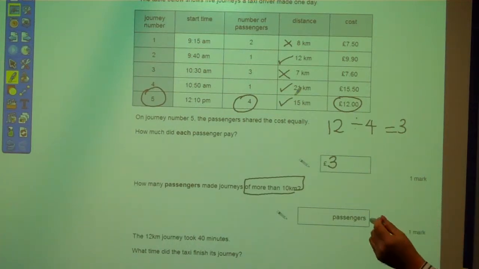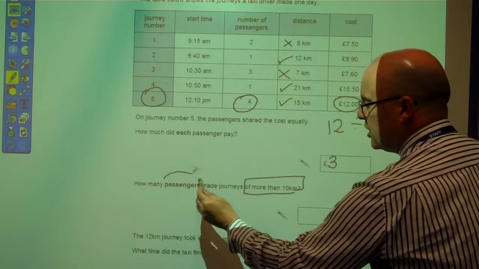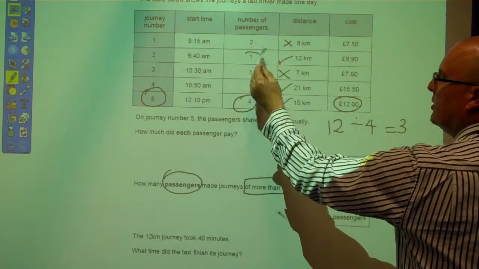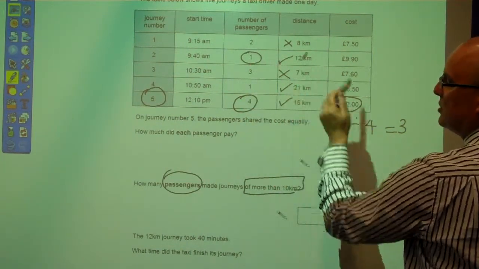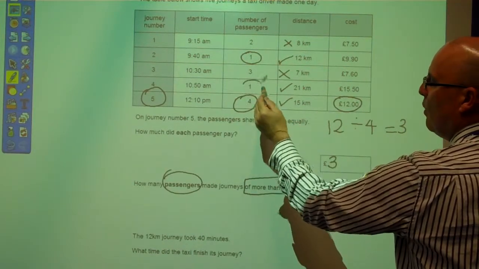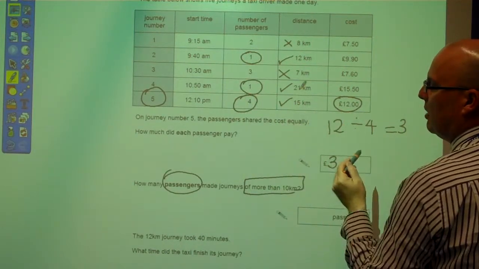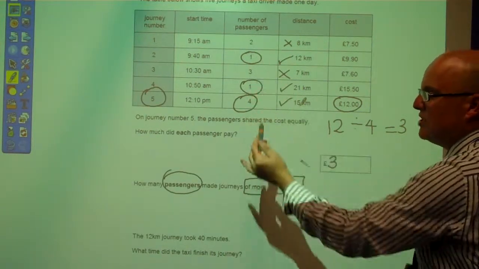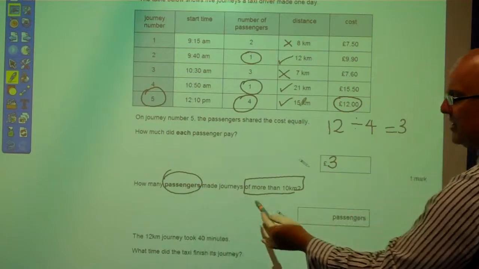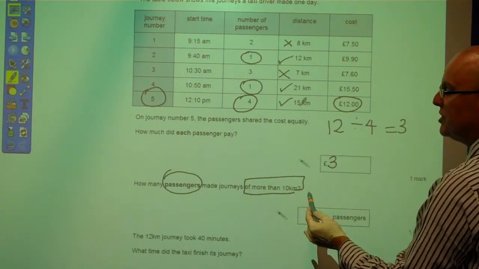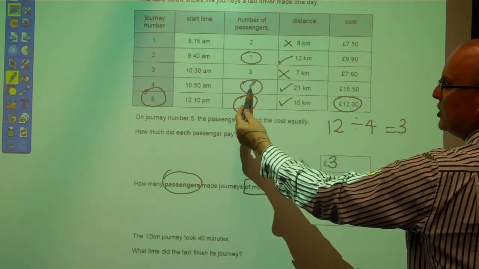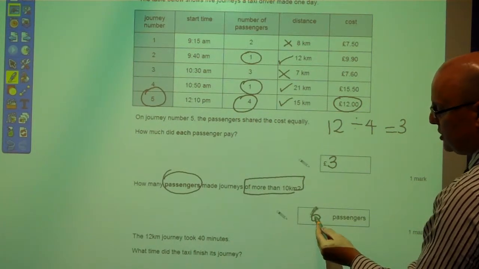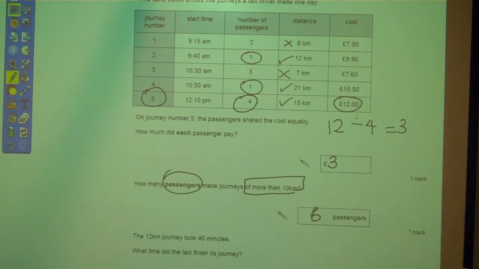There's another bit to this question though. How many passengers made journeys of more than 10 kilometres? So, on this journey here was 1 passenger, took the 12 kilometre. 1 passenger took the 21 kilometre. And 4 passengers took the 15. So I'm going to add them together because it says how many passengers made journeys of more than 10 kilometres. 1 add 1 is 2, add the 4 is 6. So my answer is 6 passengers made a journey of more than 10 kilometres.